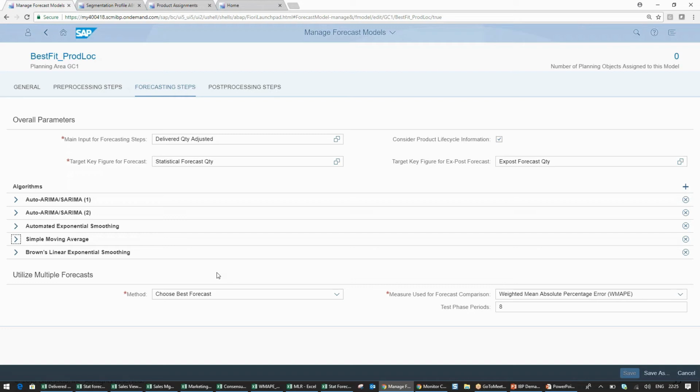Once you define all the algorithms that you want to consider for your model, then you can utilize multiple forecasts, and you can select the best forecast out of the ones that you have defined. And you need to assign the measure that will be used to compare the forecast. And also you have something called test phase period. If you specify any number in the test phase period, basically you are splitting your historical horizon into two parts. One would be your test phase part, and another would be your training phase part.